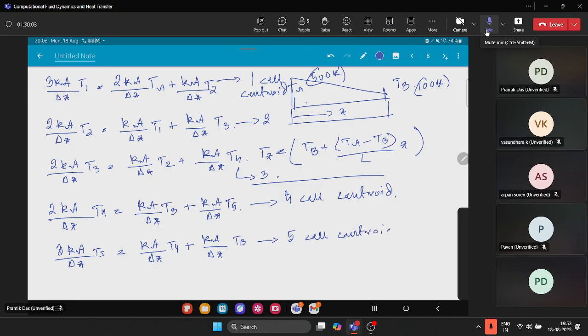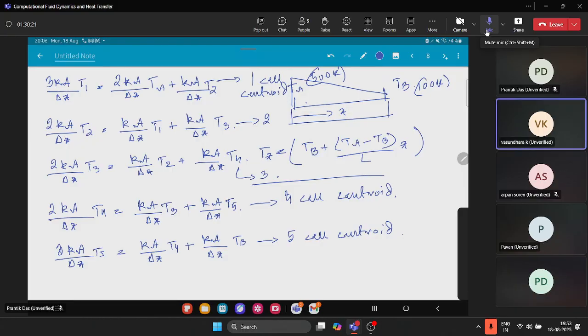Okay, so are the equations clear to all of you? These five equations are for the five control volumes in our domain, since I have divided the whole domain into five control volumes. Is it clear to all of you?